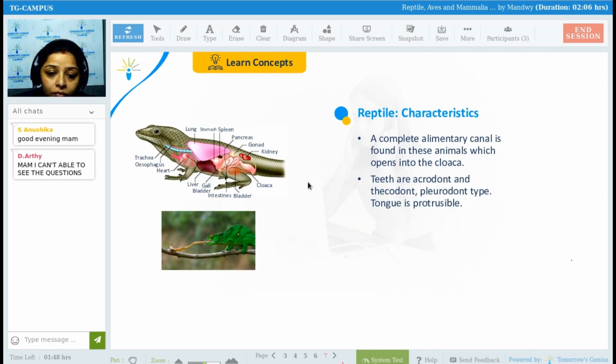Okay, no problem. Let's see their internal structure. Alimentary canal: they have a complete alimentary canal. Complete means one end is for ingestion and the other end is for egestion. Their end opens at the aperture called the cloaca. They have teeth, acrodont. What is acrodont?